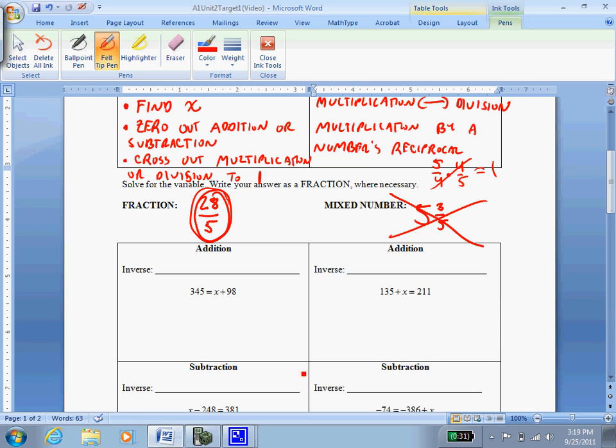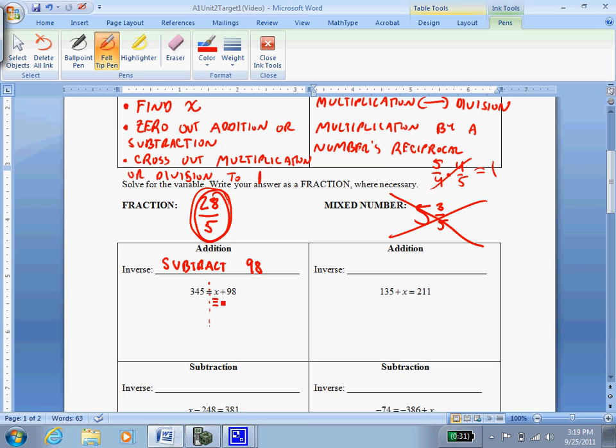So our first equation we're going to solve, we have 345 equals x plus 98. And again, what I got to do, I got to find the x. And then what's happening to x? Well, this plus 98 means 98's being added to it. So since it's addition or subtraction, we want to get it to zero out. And we zero out adding 98 by subtracting 98. So I'm going to subtract 98.